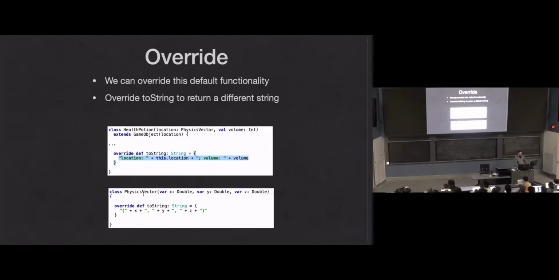Then I'll override physics vector to get vectors in a format that I like, a comma-separated XYZ surrounded by parentheses. I'm used to seeing physics vectors like that. I don't want to see physics vector at 187E4. That doesn't help me at all. That doesn't help my debug process.